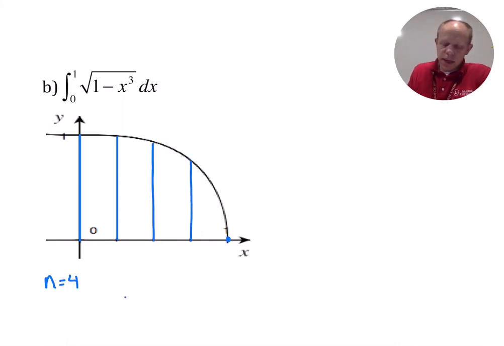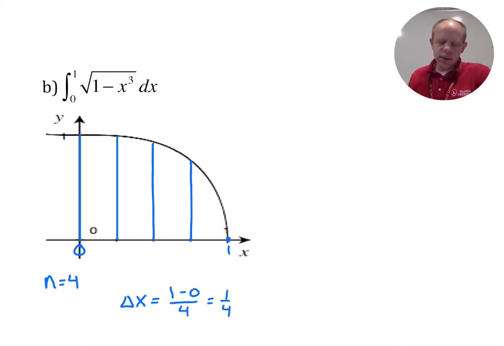And so we do need to find delta x so that we can find our x values. And so that's going to be from 0 to 1, so b minus a over n, and that's going to be 1/4. And so if we start here at 0 and we go 1/4 away, we'll be at 1/4. If we go another 1/4, we'll be at 2/4 or 1/2. If we go another 1/4, we'll be 3/4. And if we go another 1/4, we'll be at 4/4 or just 1. Okay, and then we can draw our trapezoids in.